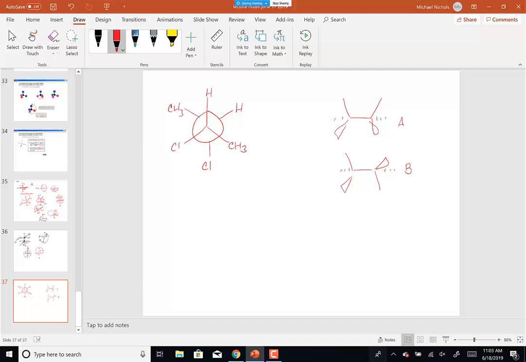What kind of Newman projection do I have? Staggered or eclipsed? Staggered. Okay, so if I'm going to turn this staggered Newman projection into a sawhorse, I have to turn it into the sawhorse that is also staggered. So the question would be, which one is that? Is that A or is that B?